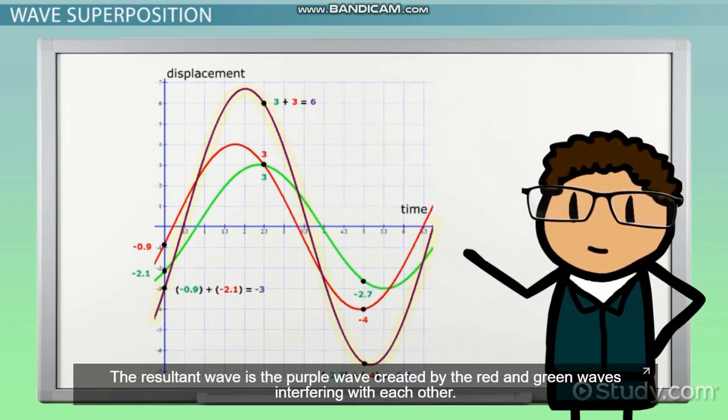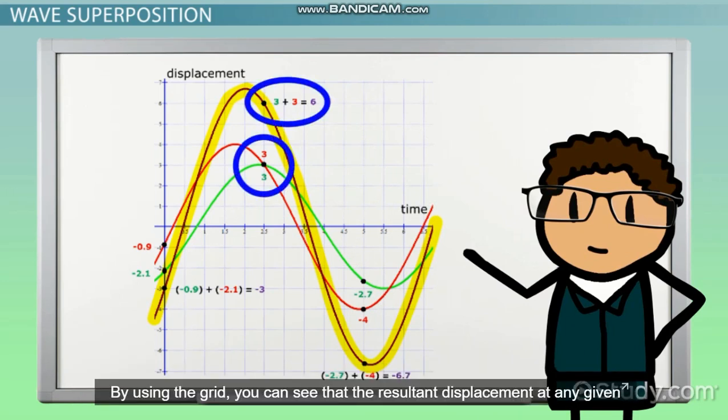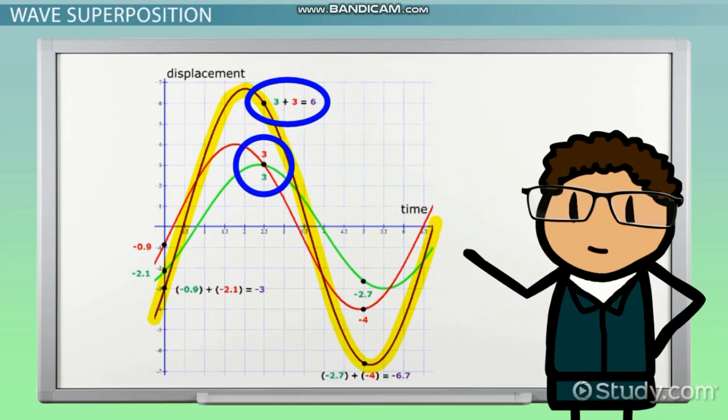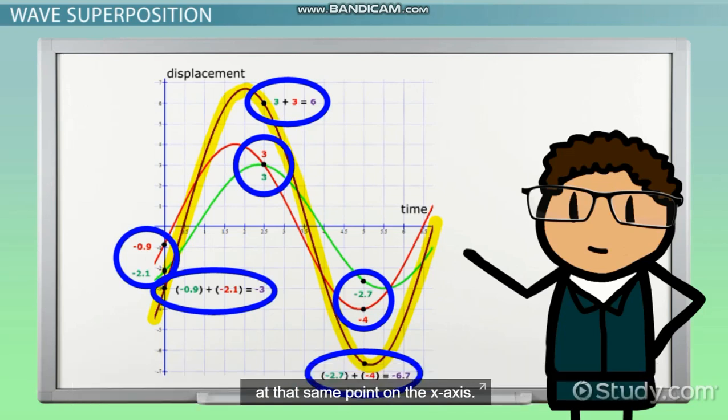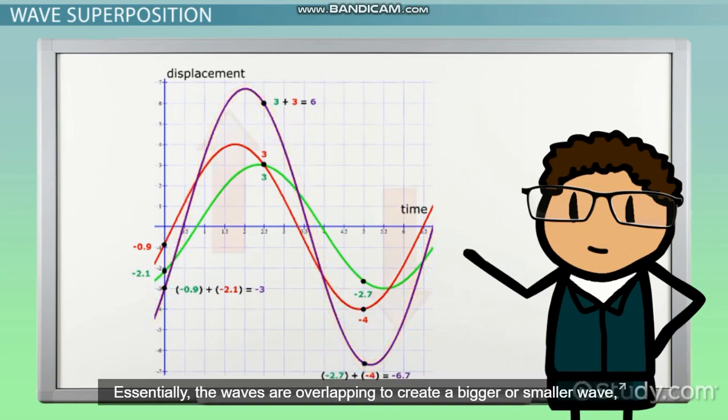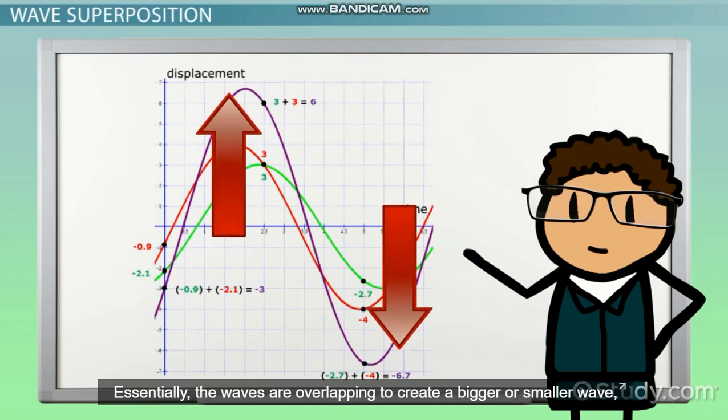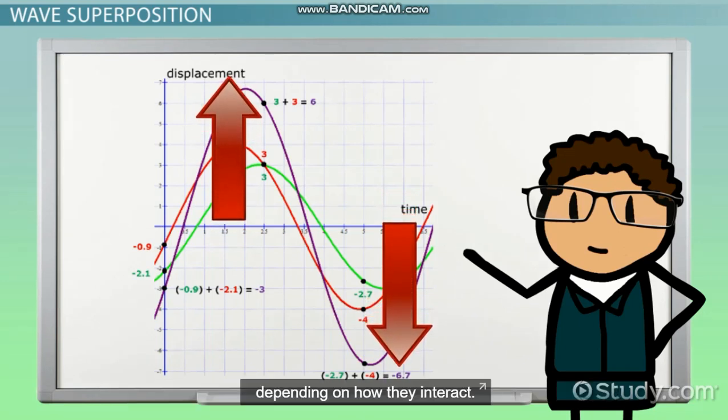The resultant wave is the purple wave created by the red and green waves interfering with each other. By using the grid, you can see that the resultant displacement at any given point of the resultant wave is equal to the addition of the displacements of the other two waves at that same point on the x-axis. Essentially, the waves are overlapping to create a bigger or smaller wave, depending on how they interact.